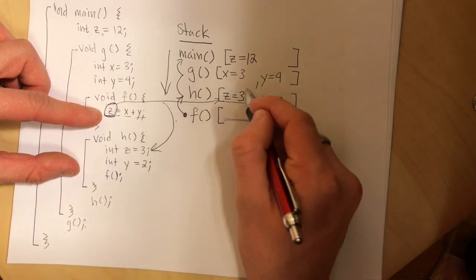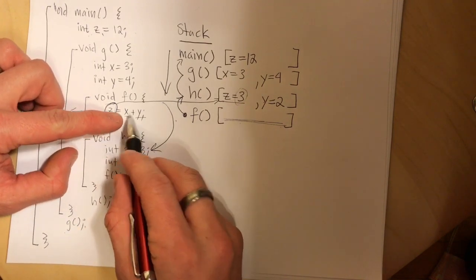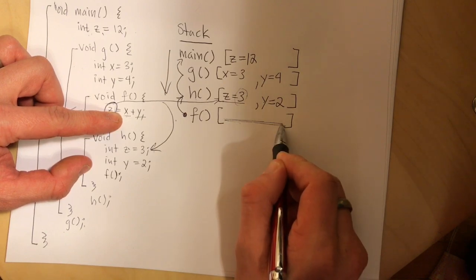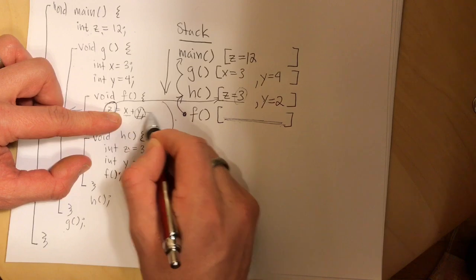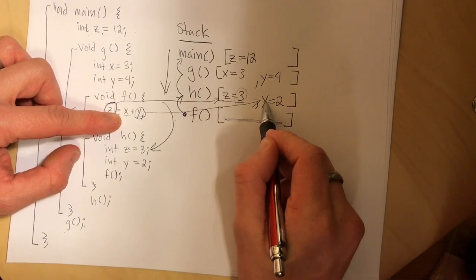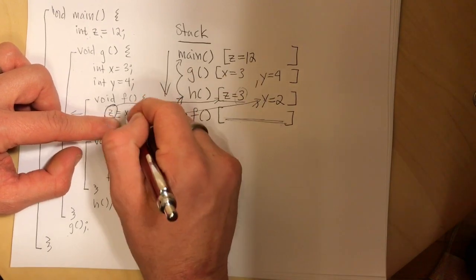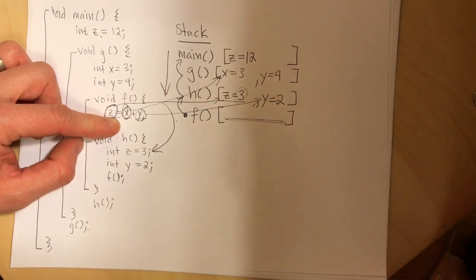All right, so this is the value that we're going to be replacing. And now we got to figure out what X and Y are. So let's look again. There's no X or Y declared at F. There is a Y declared at H. So this Y is going to be the Y stored locally at H. But there's no X, so we have to keep looking. And the X is the X stored at G.